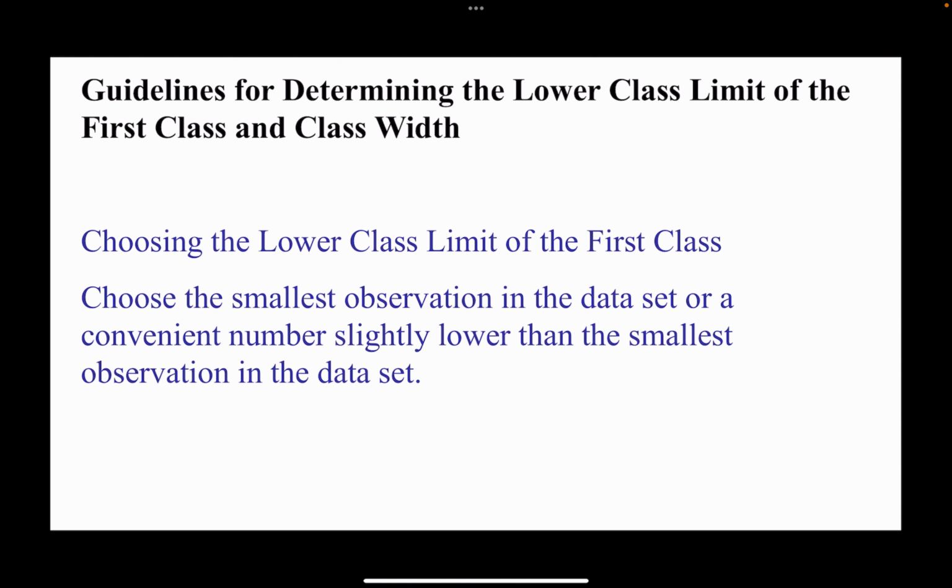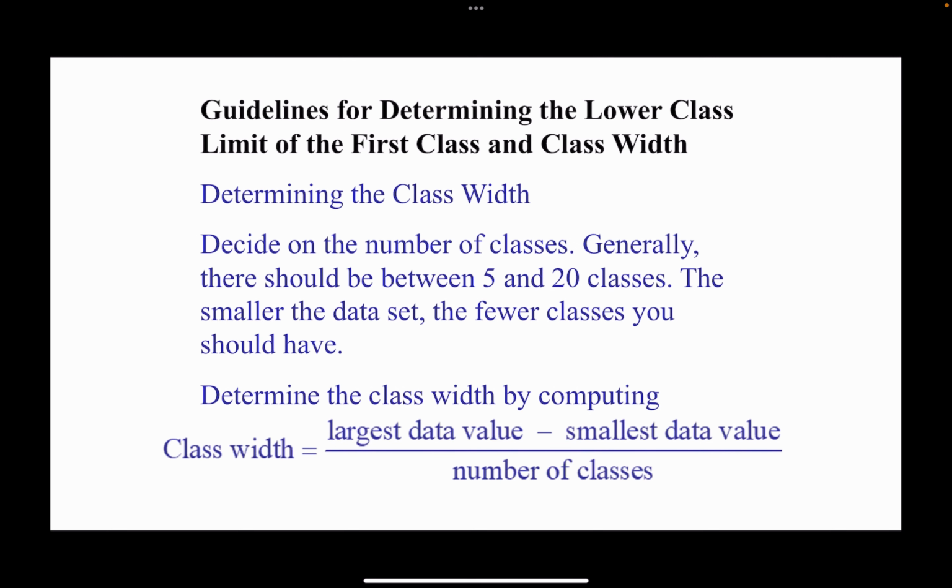Once again, when I'm choosing my lower class limit, you look at the smallest observation you're going to use and choose a convenient number slightly lower. I like to say pretty number, so choose a number that's pretty, that's just a little bit lower than your lowest one, and make sure that you go up higher than your highest one. I do not do this next thing. You may do this if you want.